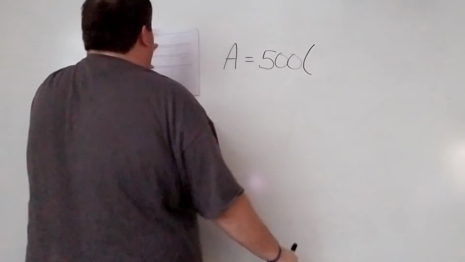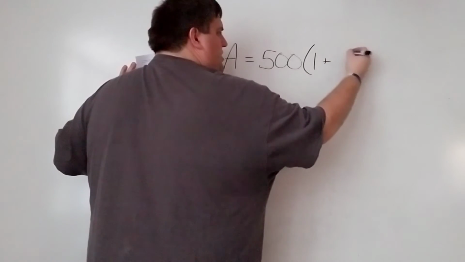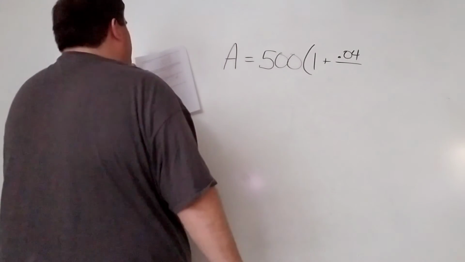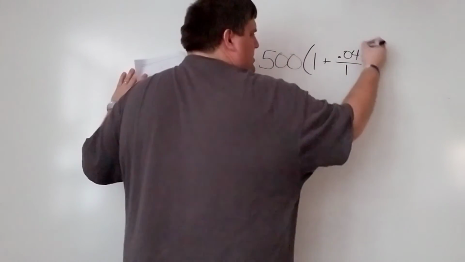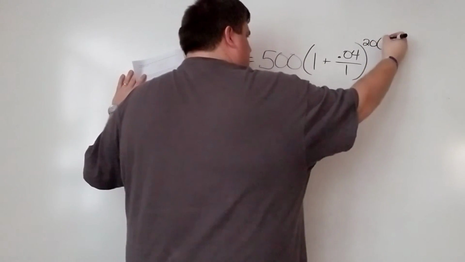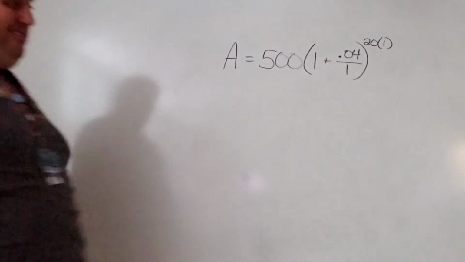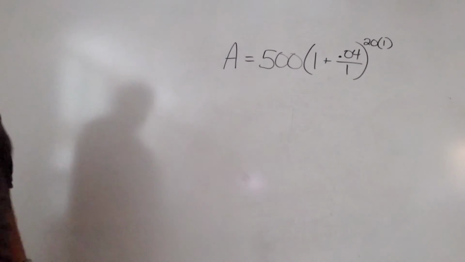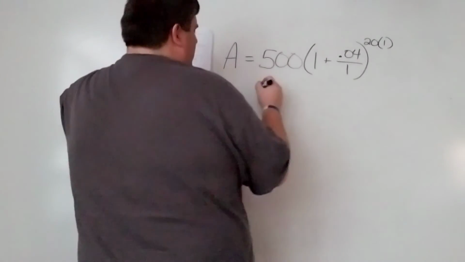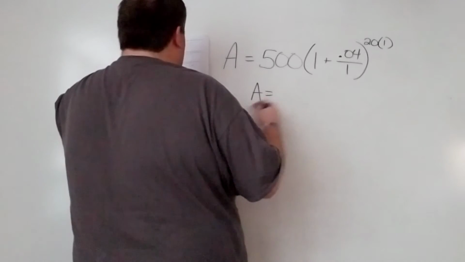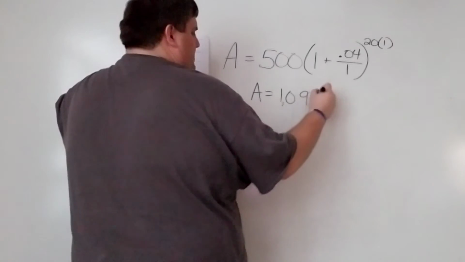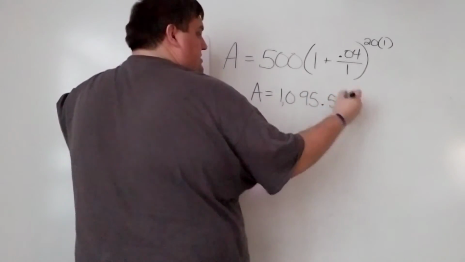They offer an interest rate of 4%. We know that rate, we got to change it to a decimal. Compounded yearly, so only once a year. How much would it be worth in 20 years? So that t goes up here, and it's times 1 because it's only yearly. So there's what your formula should look like when you set it up. And then when you solved it, I'm not going to go through every step with you, because hopefully you just use your calculator. I got $1,095.56.